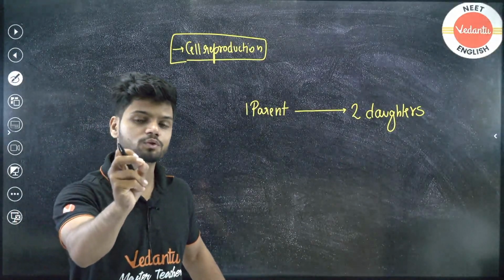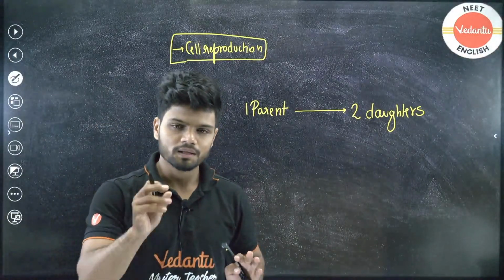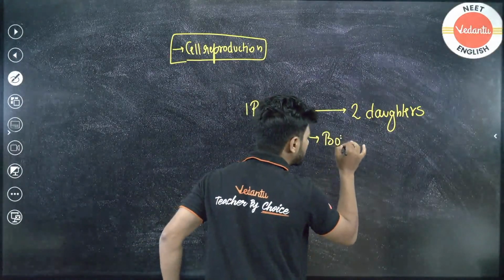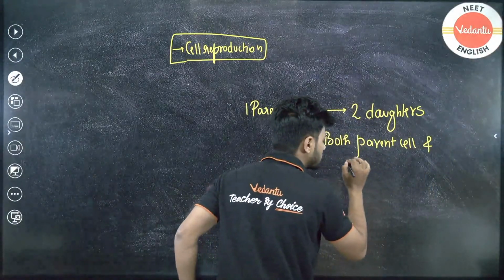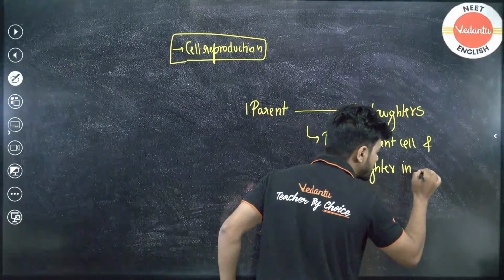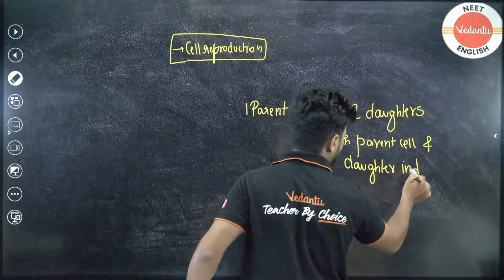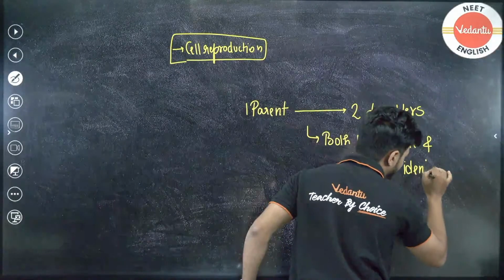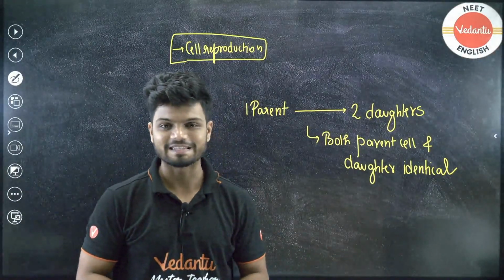Now what is interesting about this? What is so interesting about this, students? One parent cell is dividing and giving rise to two daughter cells. The interesting part here is that both parent cell and daughter cells are identical. Both parent cell and daughter cells are same to same, or we can say identical. They're identical with each other. They say, right, same but same it is.